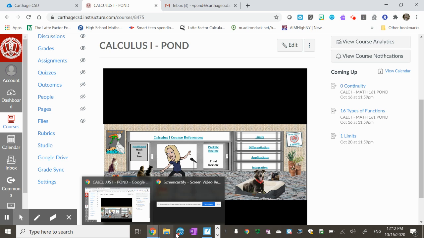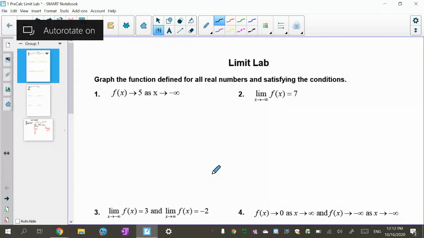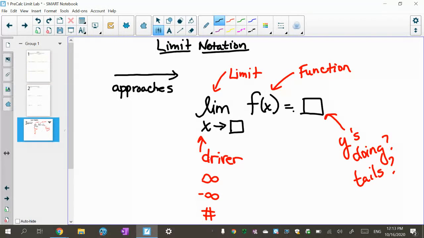Okay, this last video I'm going to do today is on the limit lab that we practiced in class. Now, you don't have this in your packet, and that's okay. I just wanted to get used to some of the limit notation, so I'm going to practice some of these with you. Before we get started, though, I'm going to pick this one page to talk about limit notation. So if you want to copy this on the back of your packet, that's fine.